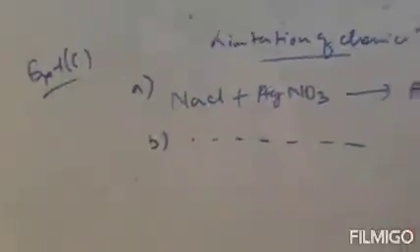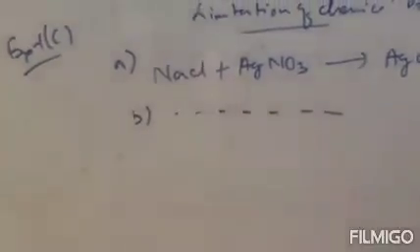Nitrogen, one nitrogen here, one nitrogen here, so nitrogen is balanced. Now 3 oxygens here, 3 oxygens here, so oxygen is already balanced. Therefore, this equation is already balanced. So in question B, write that the equation is already balanced.